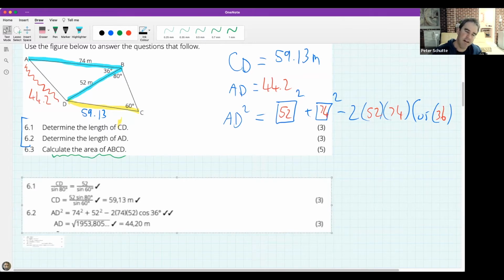BC, you don't need BC. I mean, it's something which we don't have. But when I was thinking of finding the area of ABCD, I was thinking of using the area rule. And I felt like in this triangle, I was all good, but there was something missing in that triangle.